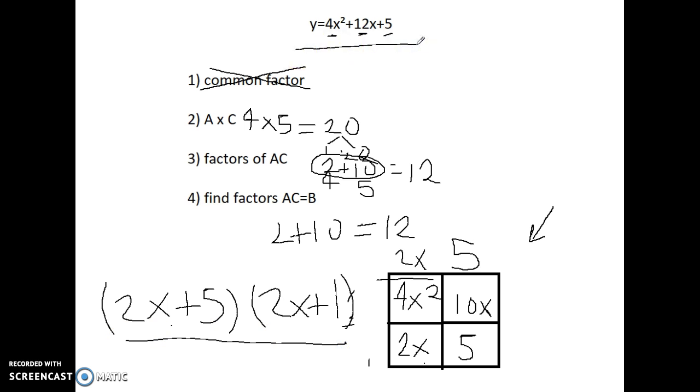I was walking you through that, but you see we found that pretty quickly, and we didn't have to mess around with blocks. So this is just an easy way, if you can remember: common factor, a times c, factors of a times c, and factors of a times c that add up to equal b. Then you put them in this little square, and you have the dimensions, and you have the factors of that trinomial.